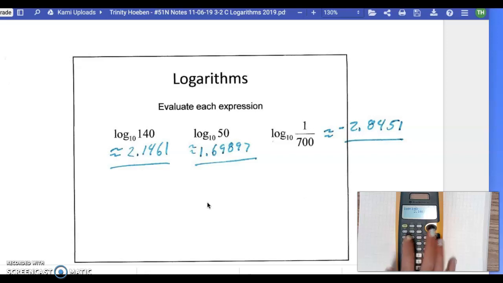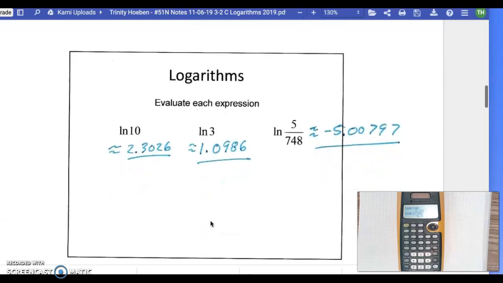Let's do log of 1 over 700. If it's a fraction, just type it in with the division and hit the equal sign, so you should have approximately negative 2.8451.